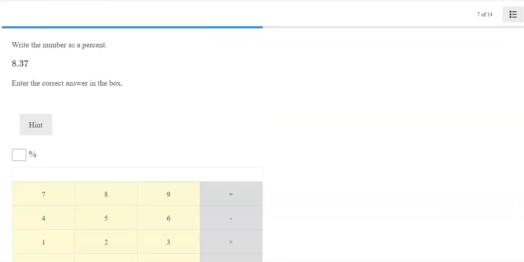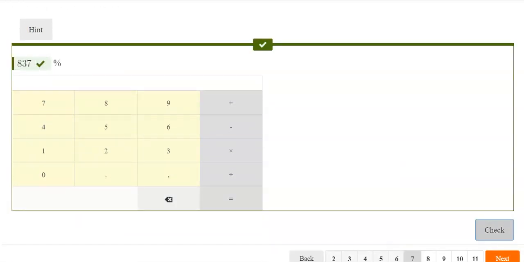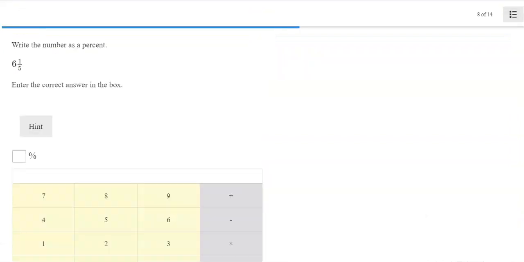Number 7. Okay, we're going to write the number as a percent. We haven't seen one where you have a whole number in front of it, but you're just going to not worry about the whole number. We're just going to take our decimal, move it 2 times to the right. So I go 1, 2. And so the decimal's behind the 7, so I have 837%. That's like someone getting a lot of bonus points.